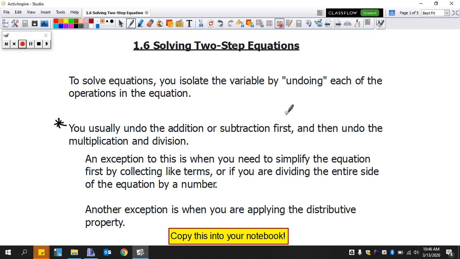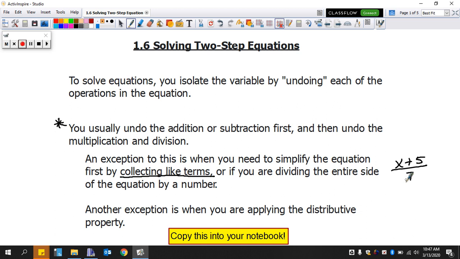So the exception to what I was just saying up here is if you have to simplify the equation first by collecting the like terms, that's what we did a couple lessons ago, or if you're dividing the entire side of an equation by a number. In other words, if I have something like x plus 5 divided by 7, this is what I'm talking about here. In this case, to undo this, you would multiply both sides by 7.